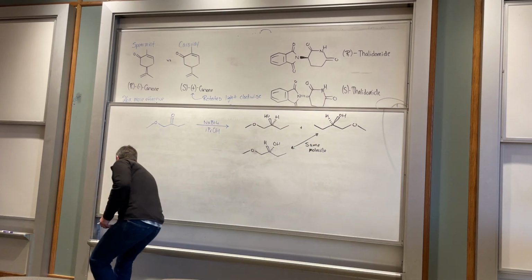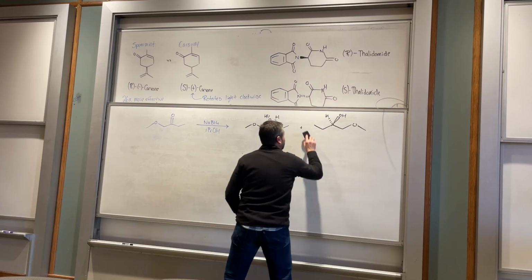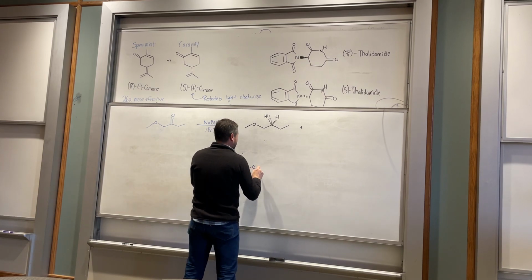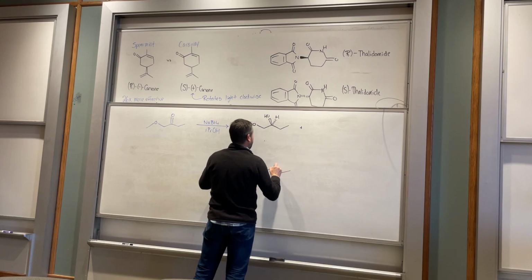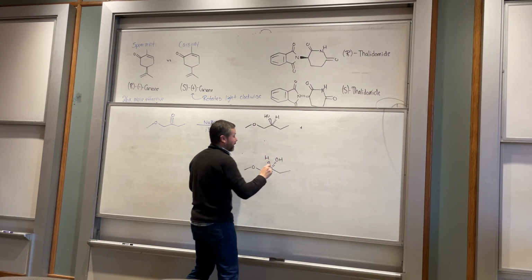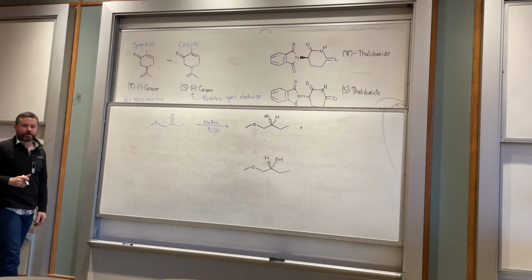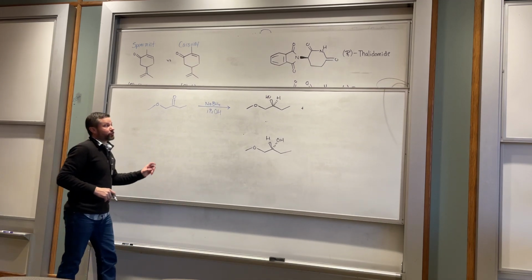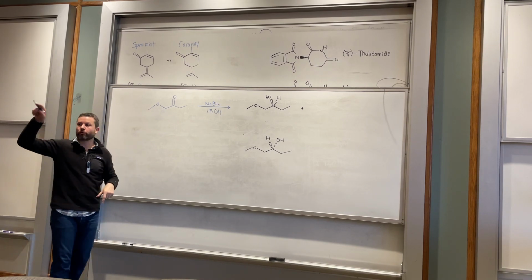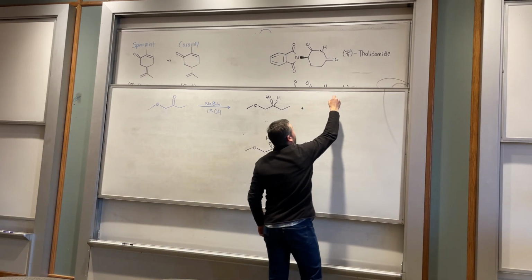Okay, so communicating R and S, actually, let me draw the other one. Communicating R and S is very similar to communicating E and Z in alkenes. And so what we have to do is assign priority of groups around the tetrahedral center, just like we assign priority of groups around an alkene. The difference is with alkenes we only have two groups to judge higher and lower priority. Around this tetrahedral center we have four groups that we actually have to put in order from highest priority to lowest priority.